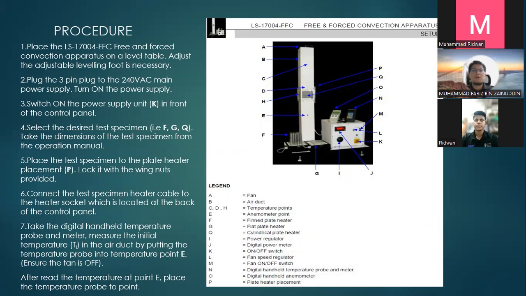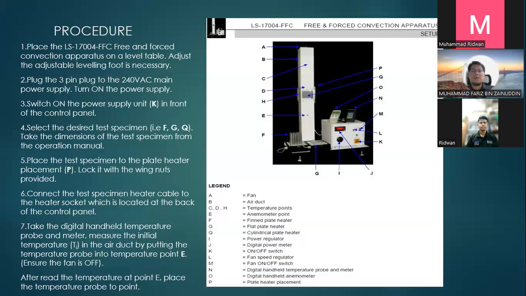Number 3, switch on the power supply unit K in front of the control panel. Number 4, select the desired test specimen, i.e. F, G, Q. Take the dimension of the test specimen from the operation manual. Number 5, place the test specimen to the plate heater placement, P. Lock it with the wing nut provided. Number 6, connect the test specimen heater cable to the heater socket which is located at the back of the control panel. Number 7, take the digital handheld temperature probe and meter.